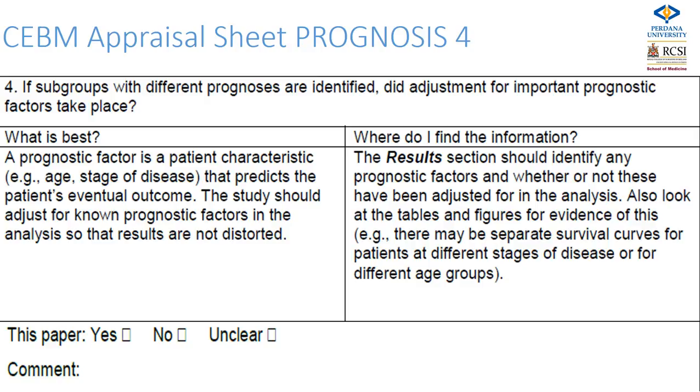Also, comorbidities, patients with, for example, NYHA class 4 heart failure, plus depression, plus anemia, and other comorbidities will have a worse prognosis. So the results section should identify any of these prognostic factors and whether or not they've been adjusted. And you might find in the tables that there are separate survival curves for patients at different stages of a disease or for different age groups or different comorbidity burden. Again, if it's clear, yes, and then move on.